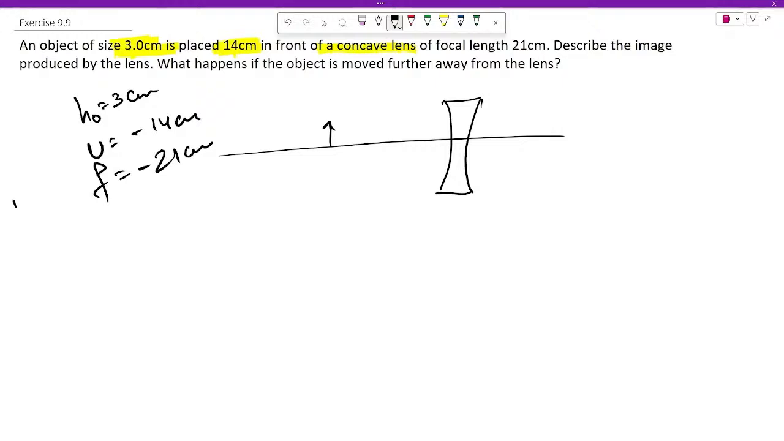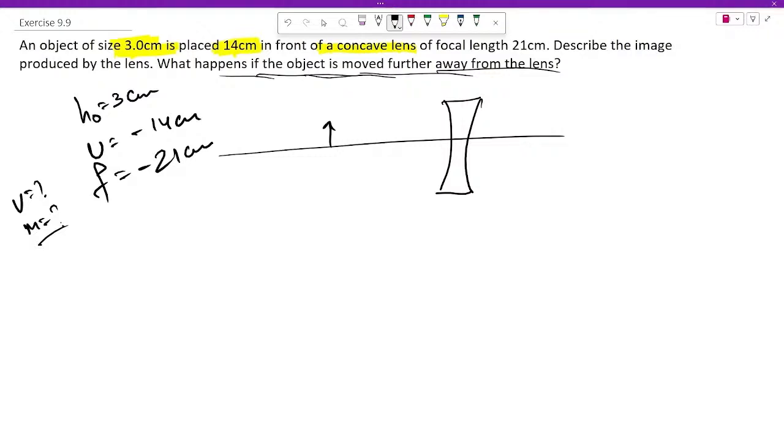It means we have to find out v, and we also need to find out m because that tells us the nature of the image, that is whether it is diminished in size and whether it is virtual or not. We also have to comment on what happens if the object is moved further away from the lens, that is, moved to the left-hand side. What will happen to the image?